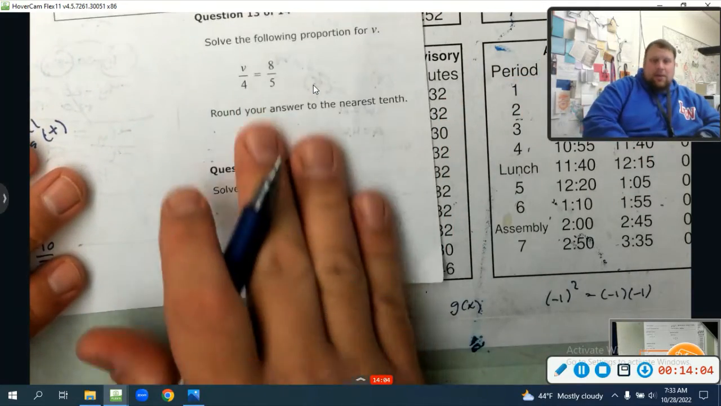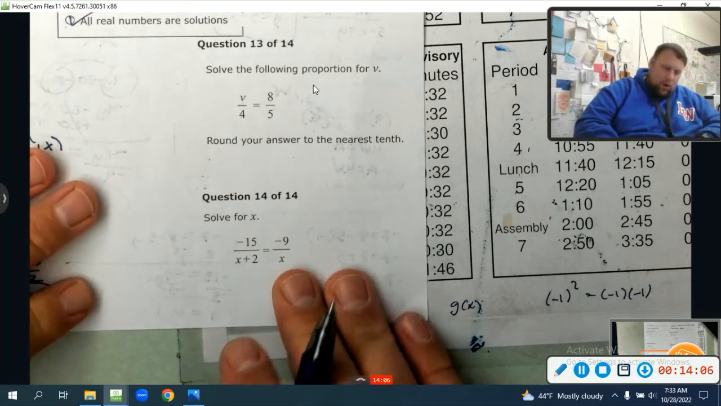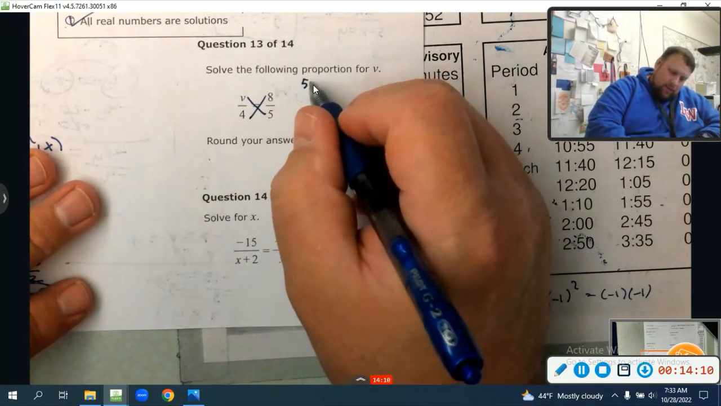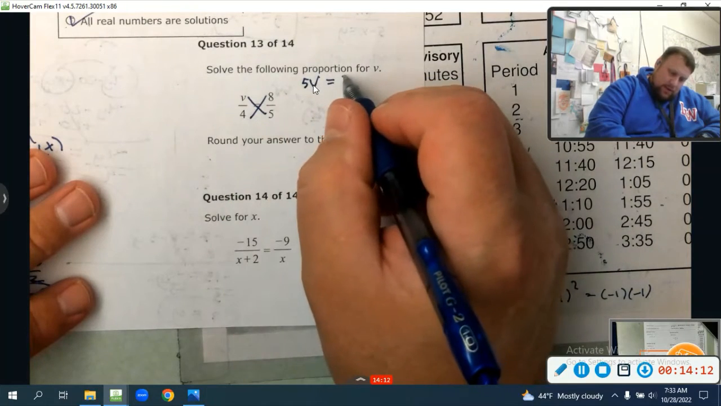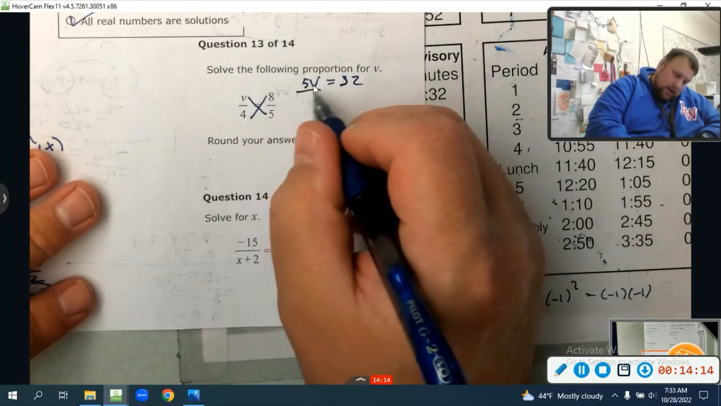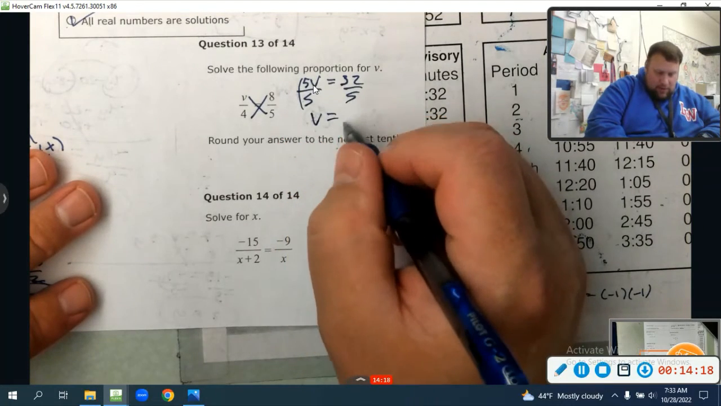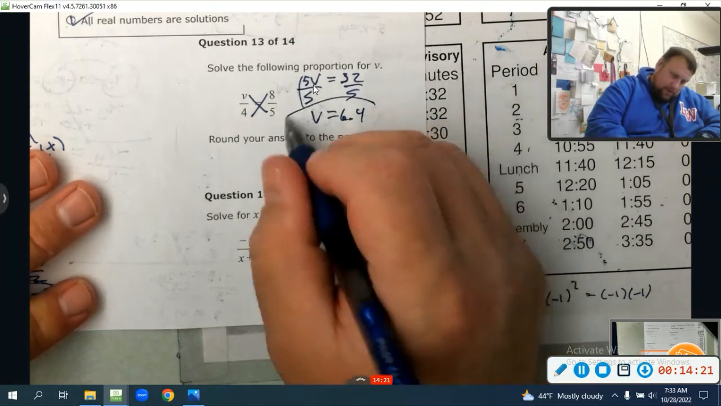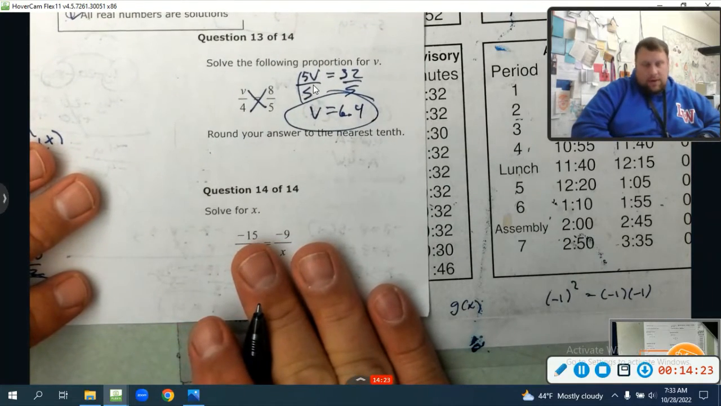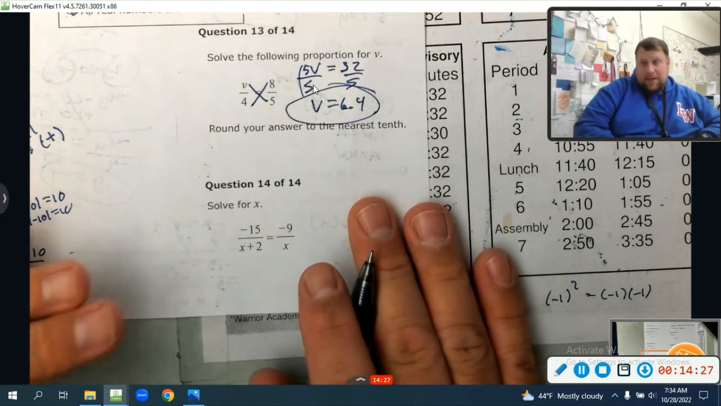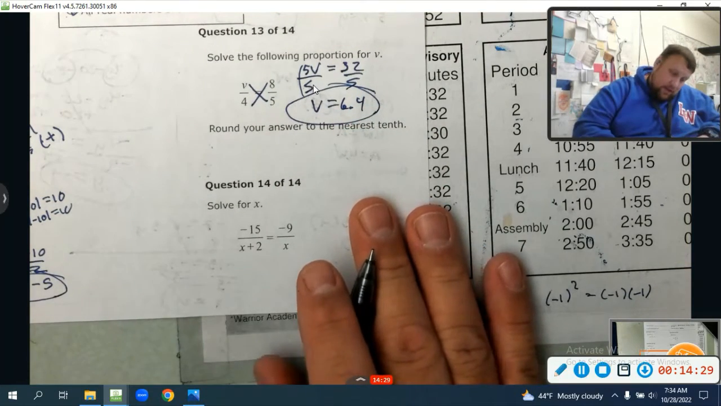And now let's talk about proportions. Cross multiply. I'm going to do 5v equals 4 times 8, which is 32. Divide both sides by 5. And I get that v equals, see, 6.4. Round your answer to the nearest tenth. Well, it cuts off at the tenth, so we're good there.